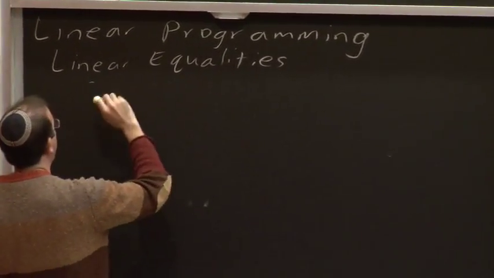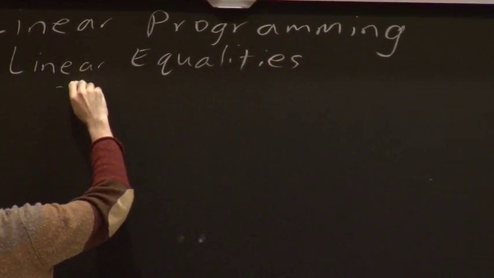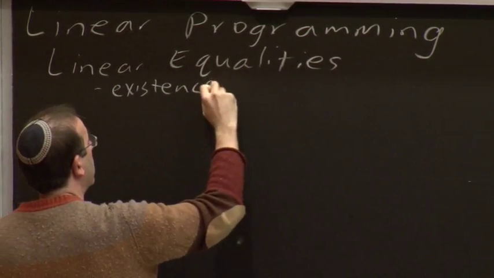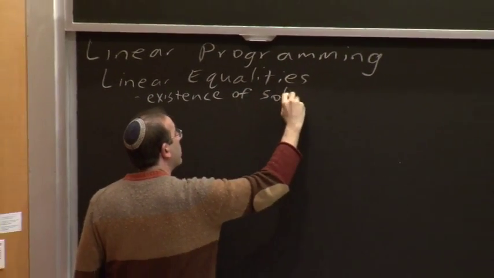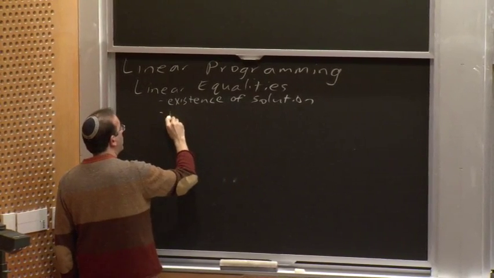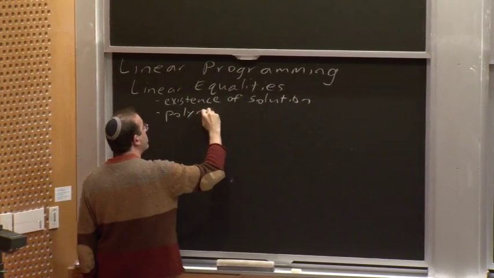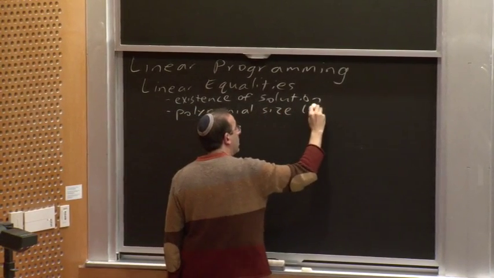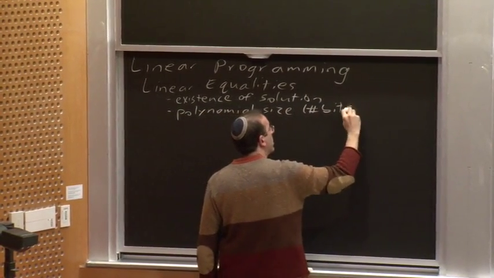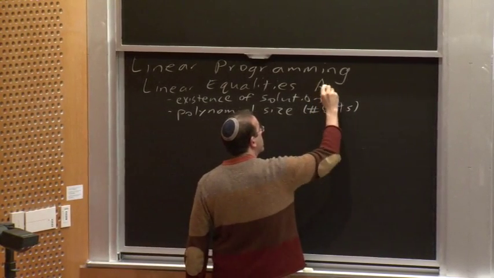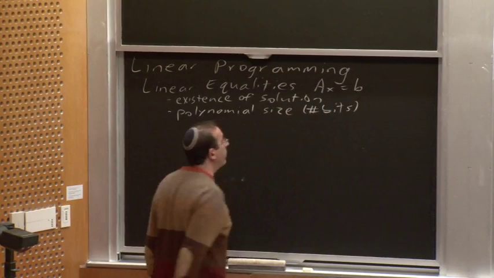One was asking about existence of a solution. One was about arguing that we had a polynomial size solution in terms of the number of bits that were required in order to represent the solution. This is the good old AX equals B case.